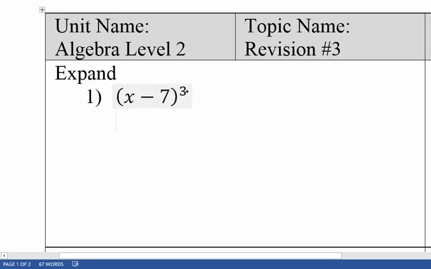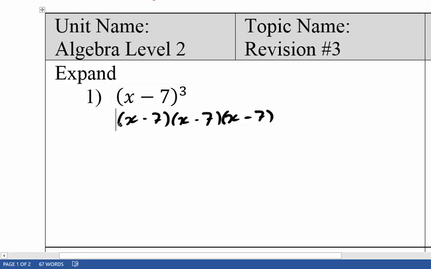So what does that 3 mean? That 3 means that there are 3 lots of this. So it's x minus 7, x minus 7, and then x minus 7. Okay, so 3 lots, that's what that 3 is talking about. And then to expand, I often do the second ones first, or actually I just find the simplest ones first. So they're all the same, so I'll start with the second ones.